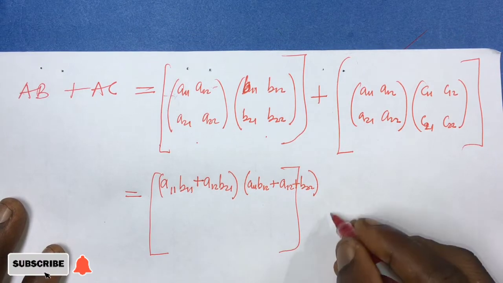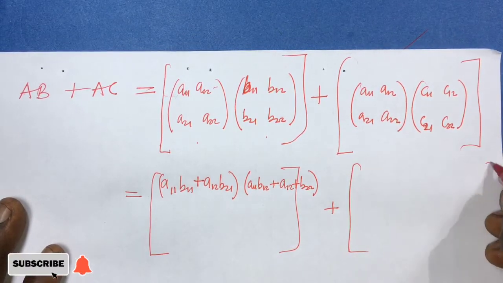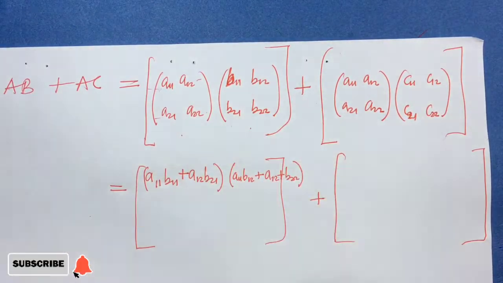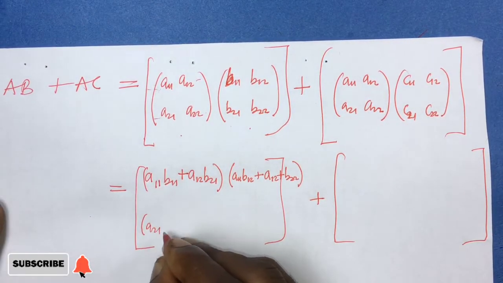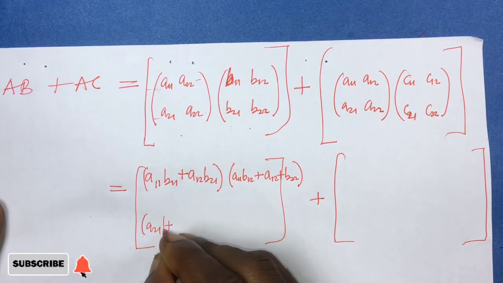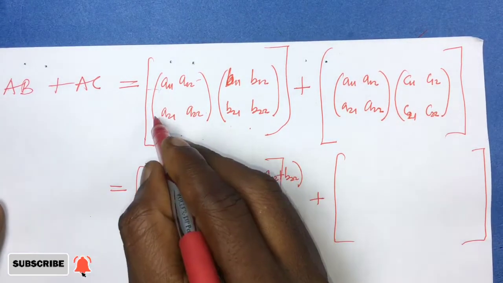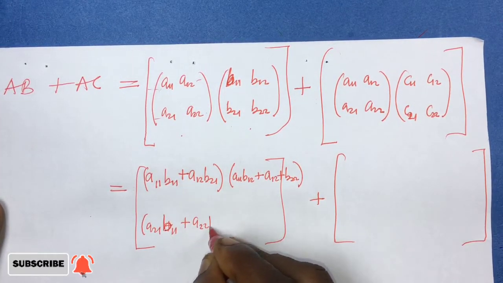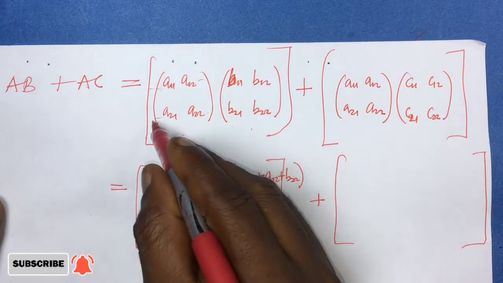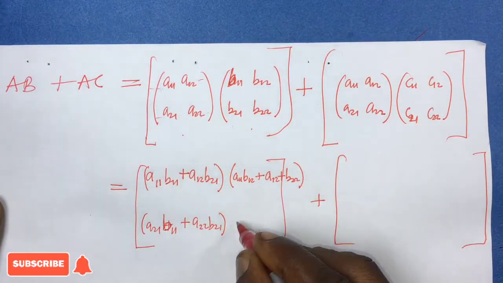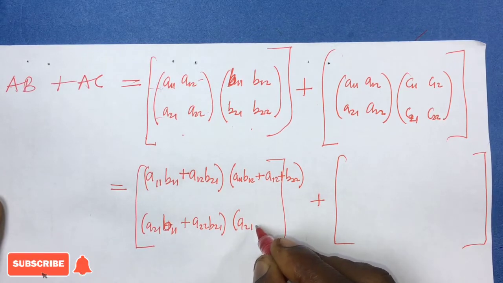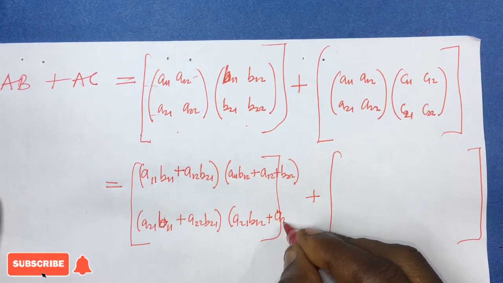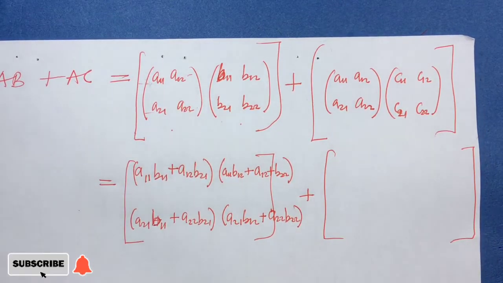Okay? That adds to the next matrix here. That adds to this matrix. So this times this, the second row times the first column, will give us A21 times B11. That is this times this. Then this times this will give us plus A22 B21. Then go over to using the second row to multiply the second column. This will give us A21 times B12 plus A22 times B22. So that gives us that.